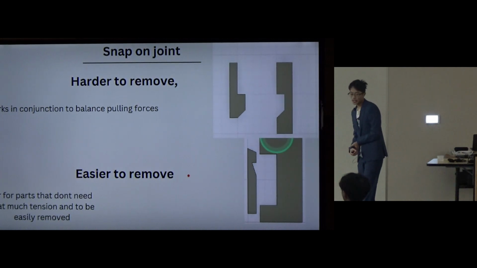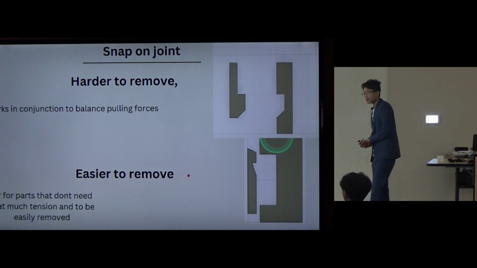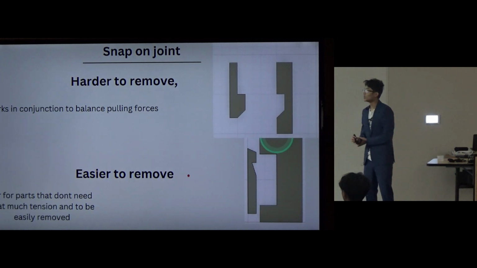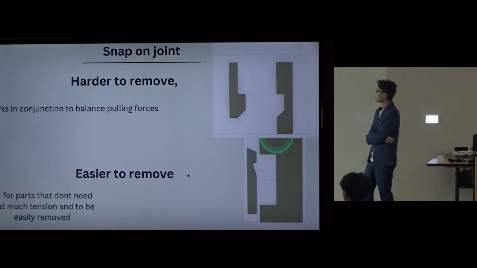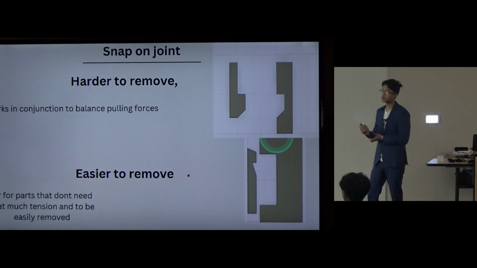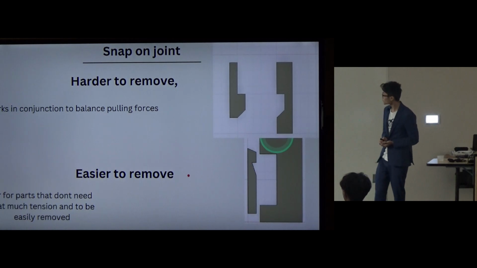So the snap-on joint. I've developed two types of snap-on joints. One is harder to remove, so it's mainly to connect the front case to the bottom case. This will allow it so it doesn't break off easily. And the bottom one is a snap-on joint that is easily able to be separated apart.